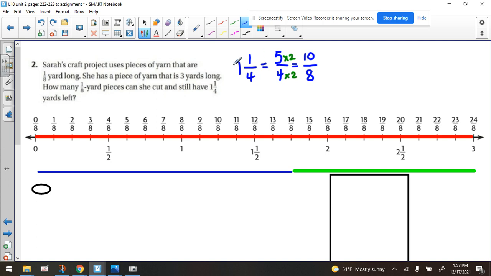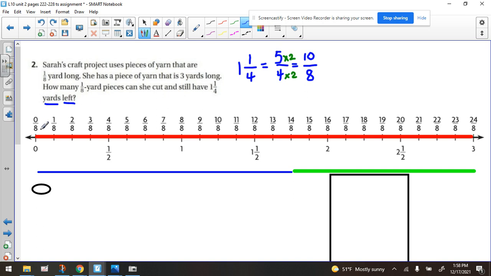So let's rethink 1 1/4 as a number of eighths, because they're talking about 1 1/4 yards being left. So if we have 1 1/4 yards left, that's equivalent to 5/4 if we turn it into an improper fraction. And where did that come from? 4 times 1 is 4, plus 1 is 5.